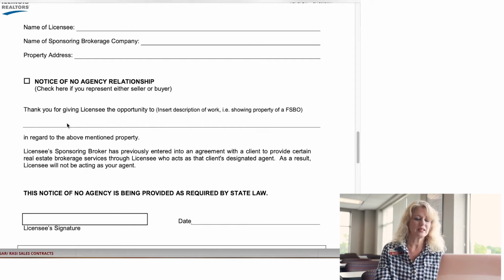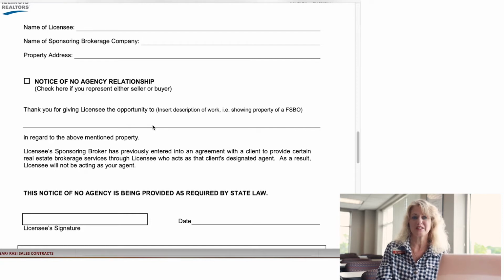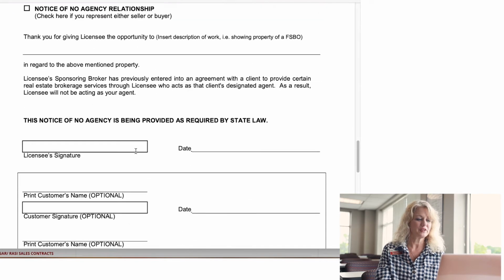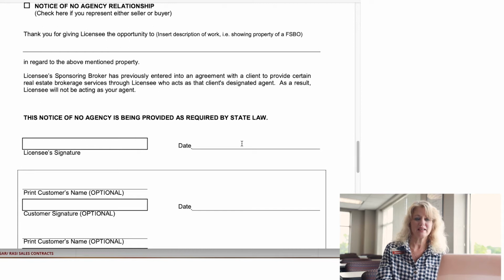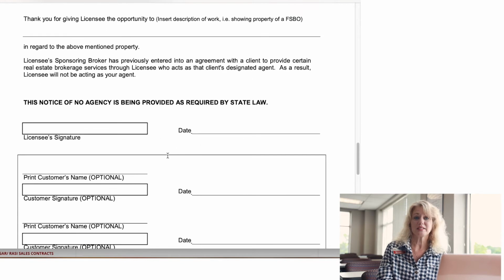So if it just says showing property, that's fine, but you do want to establish that there's no future relationship established. So you could put something there like, and facilitating purchase documents if the buyer is interested in pursuing the property. That's a lot to say on one line, right? So initially you could just say showing the property of the FSBO. Once you have that filled out, then you sign and you date it and you present it to the seller.